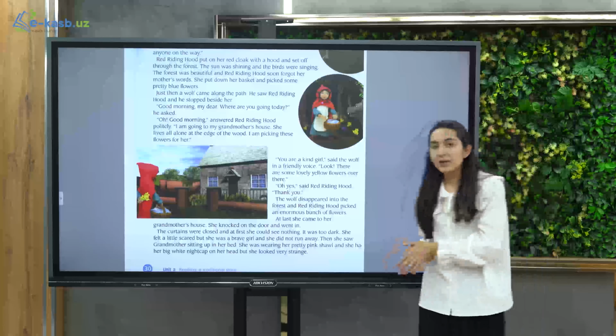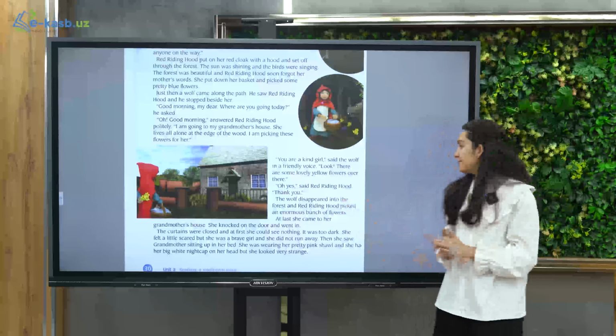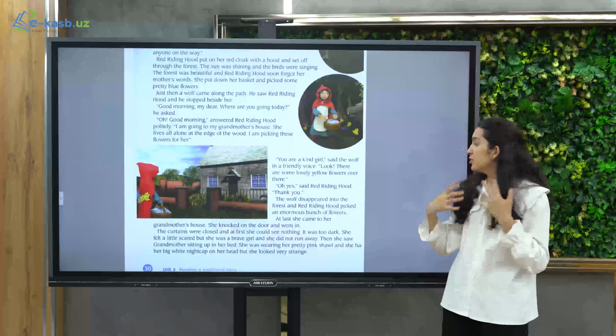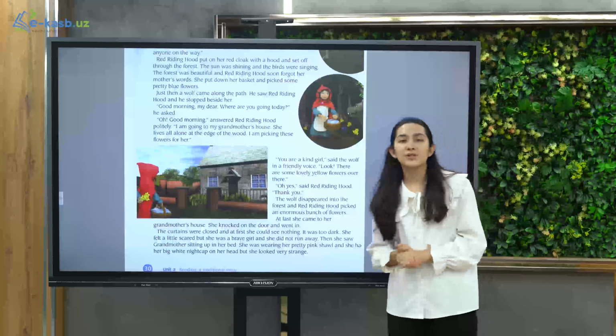"You're a kind girl," said the wolf in a friendly voice. "Look, there are some yellow flowers over there." "Oh yeah," said Red Riding Hood.